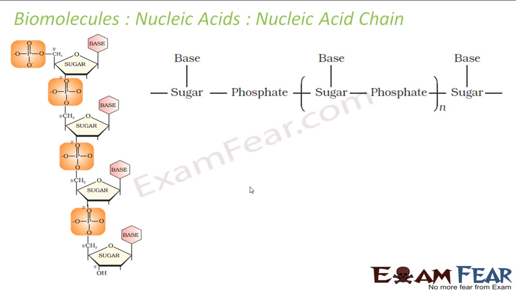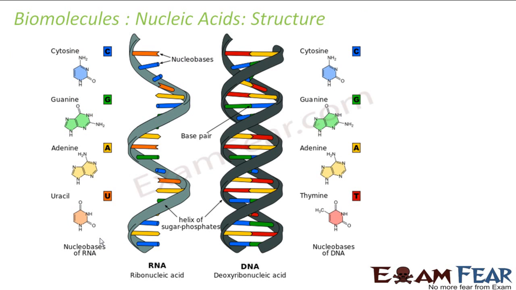And several of these nucleotides bond, and they form a nucleic acid chain. It will be sugar, base, phosphate. Sugar, base, phosphate. Sugar, base, phosphate. Sugar, base, phosphate. Like that, the chain will continue.